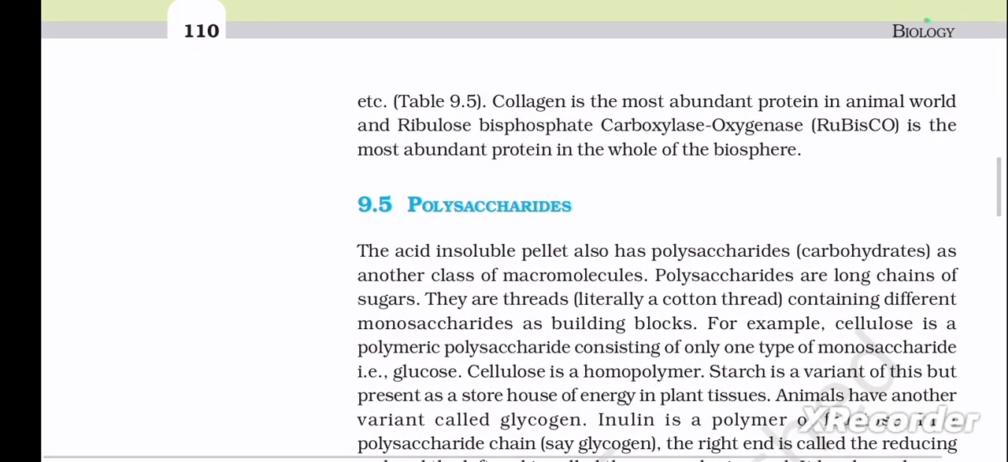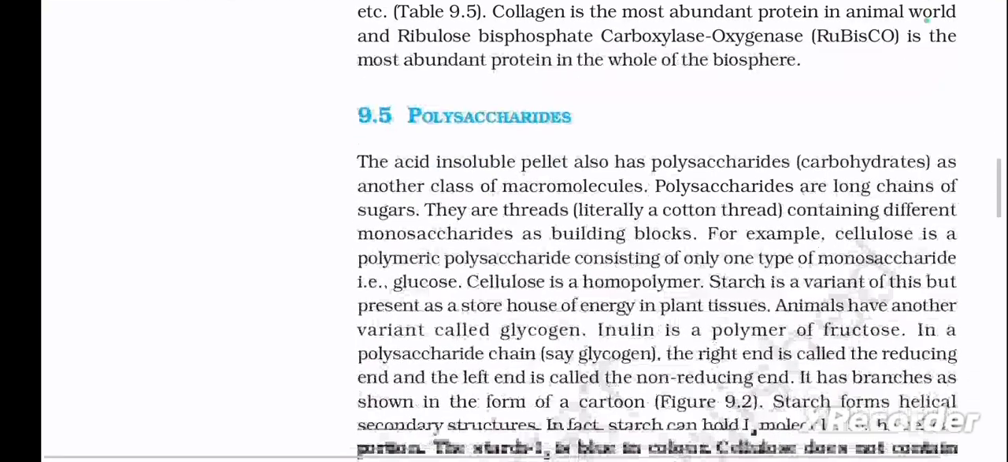Collagen is the most abundant protein in animal world, and ribulose bisphosphate carboxylase oxygenase, rubisco, is the most abundant protein in the whole of the biosphere. Rubisco, the full form is ribulose bisphosphate carboxylase oxygenase. Next, 9.5 is polysaccharides. The acid insoluble pellet also has polysaccharides (carbohydrates) as another class of macromolecules.